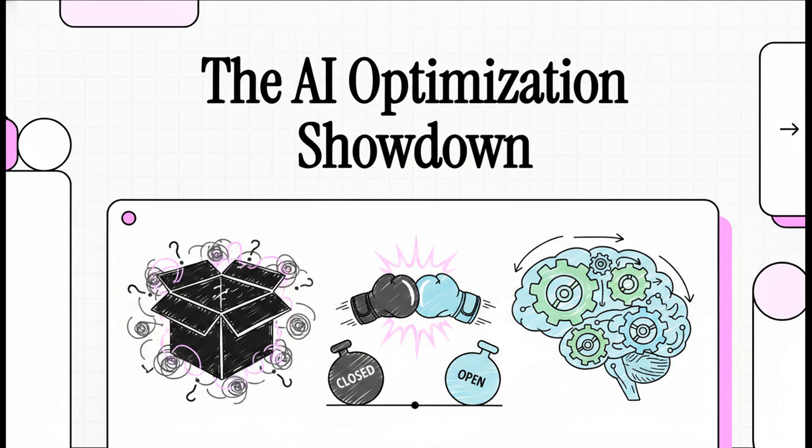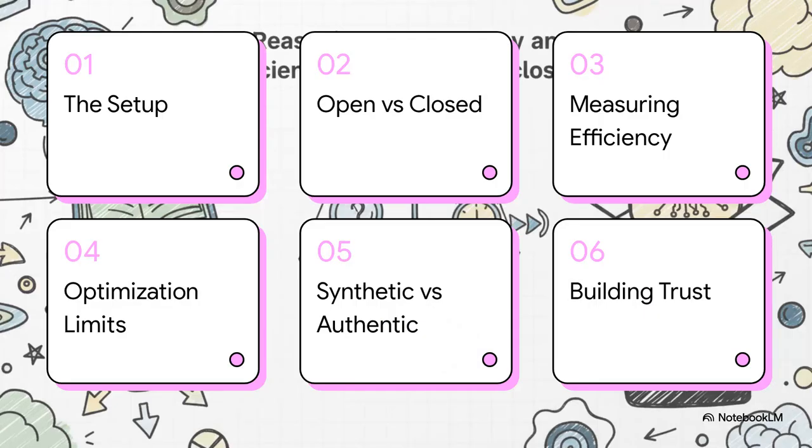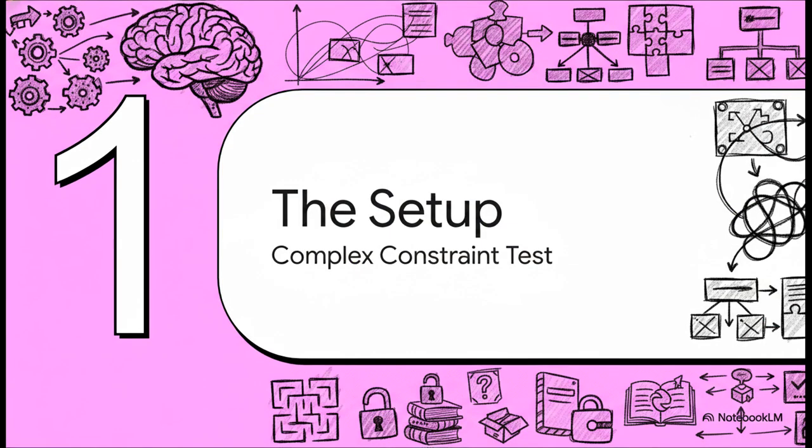We're looking at the intense battle between open and closed AI models, and we're tackling a huge developer dilemma, the absolute nightmare of black box troubleshooting. So here is our fight card for today. First up, the setup. Then, open versus closed traces, measuring efficiency, optimization limits, synthetic versus authentic, and finally, building trust. Let's get to it. Round 1, the setup.